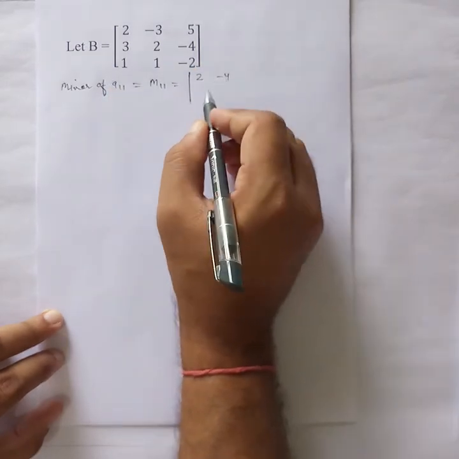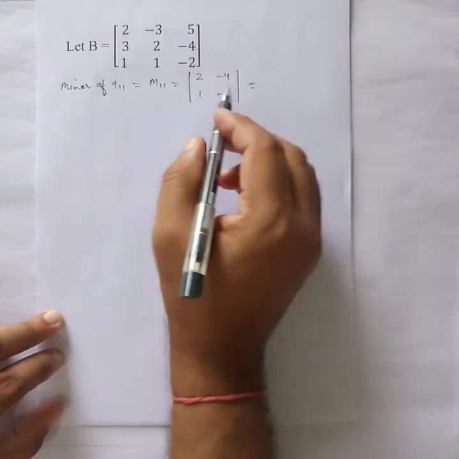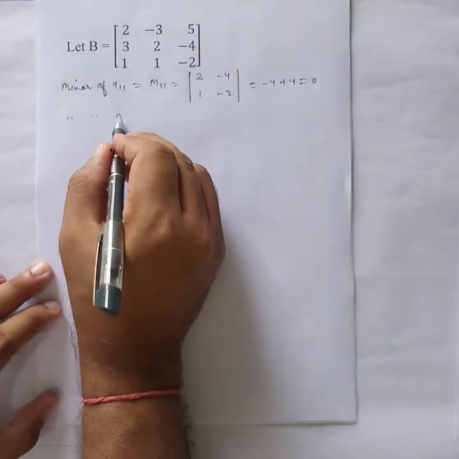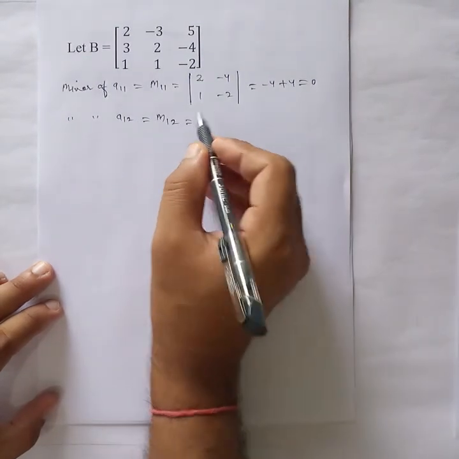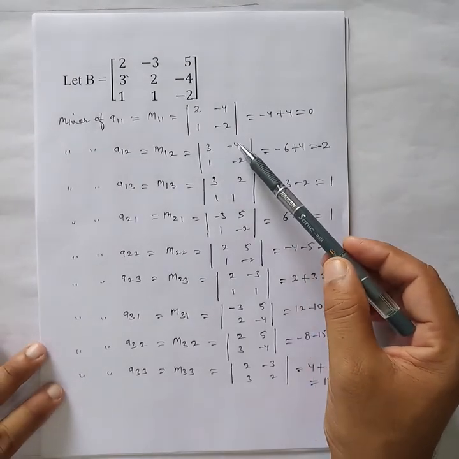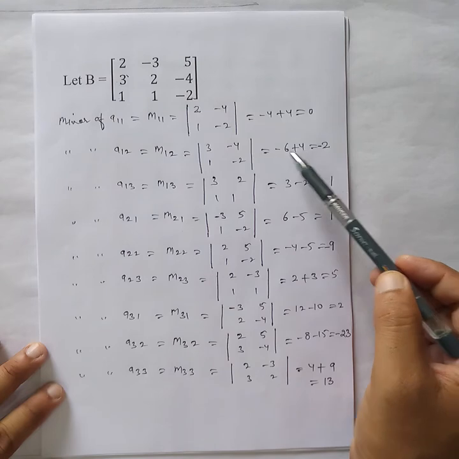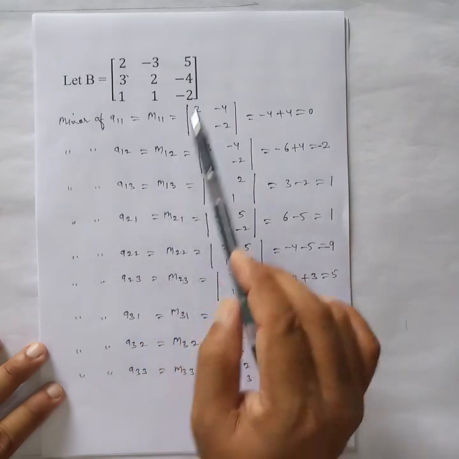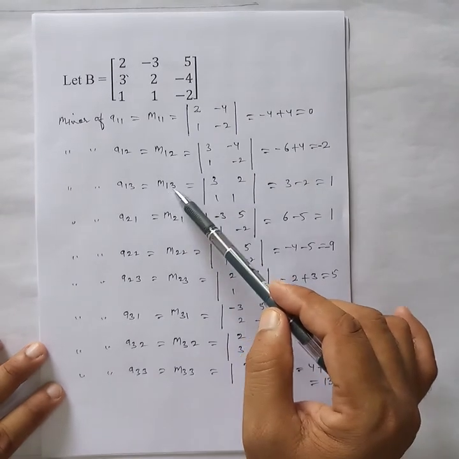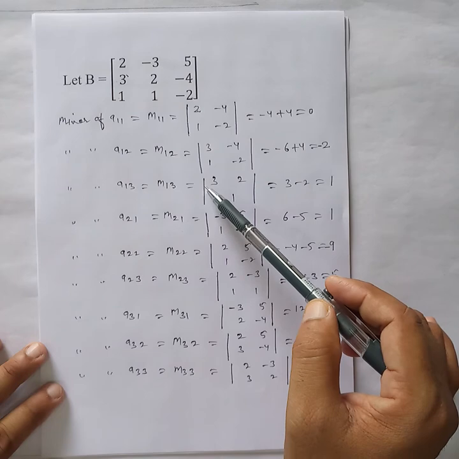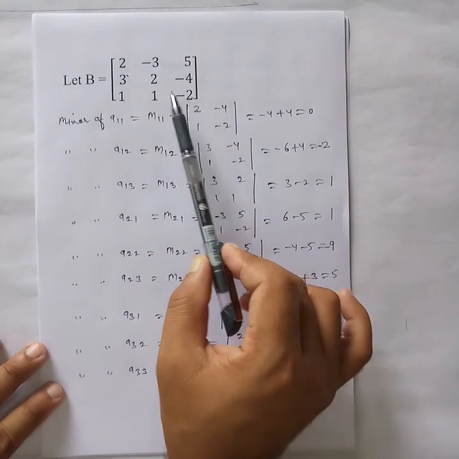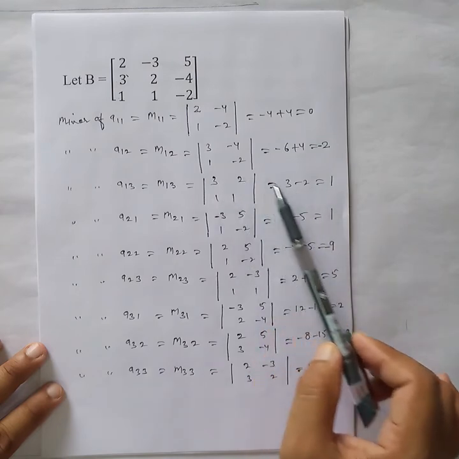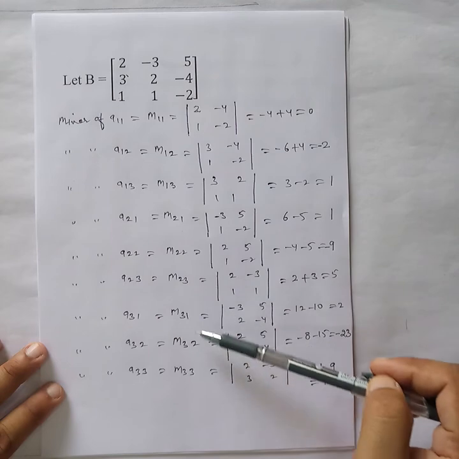So we get determinant 2 minus 4 1 minus 2, so its minor will be minus 4 plus 4, that is 0. Similarly, minor of element A12 will be written as capital M12. The reduced determinant will be 3 minus 4 1 minus 2, and we get our minor as minus 6 plus 4, that is minus 2. Similarly, minor of element A13 will be capital M13. It will be obtained by deleting first row and third column, then the reduced determinant will be 3 2 1 1, and the value of minor will be 3 minus 2, that is 1. Similarly, we can find out the remaining minors.